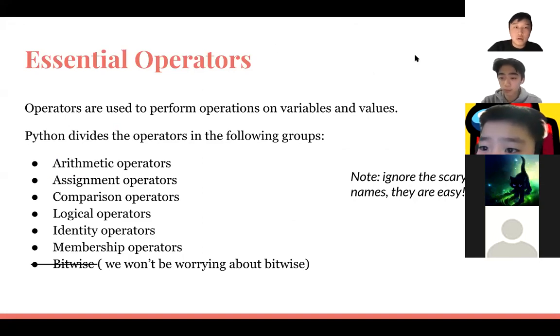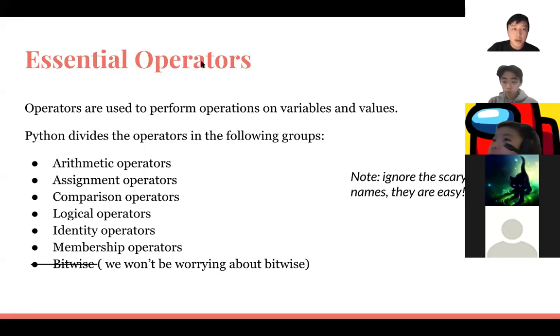Okay, so essential operators. There are many operators, and operators are used to perform operations on variables and values. Python divides the operators into the following groups: arithmetic operators, like addition, subtraction, and division, and then assignment operators, comparison operators, logical operators, identity operators, and membership operators. There's a last one called bitwise operators, but we won't be worrying about that. It sounds complicated, but they're pretty simple once you understand how it works.